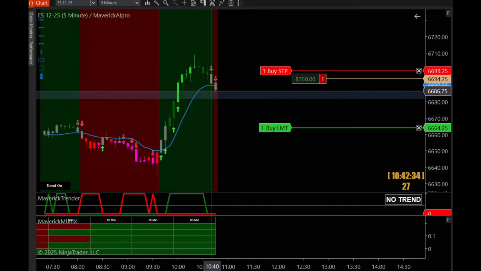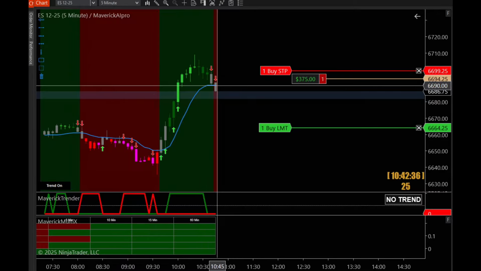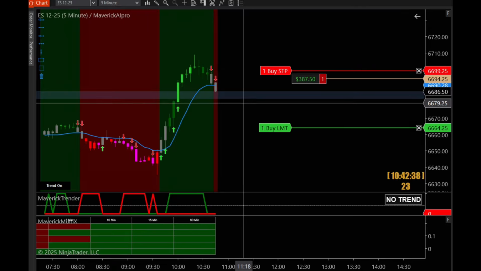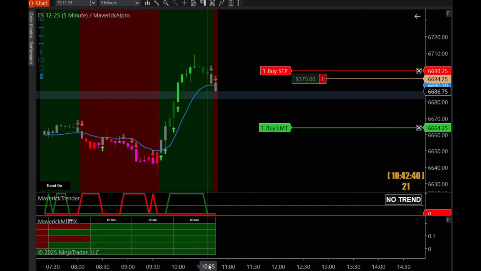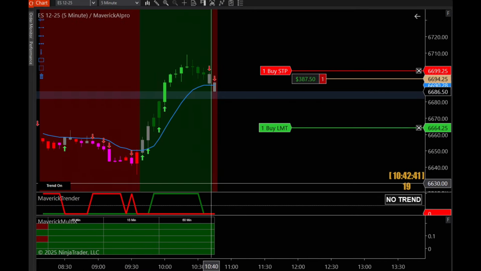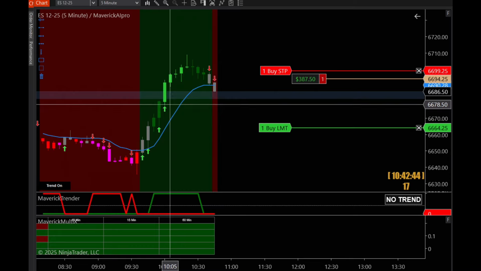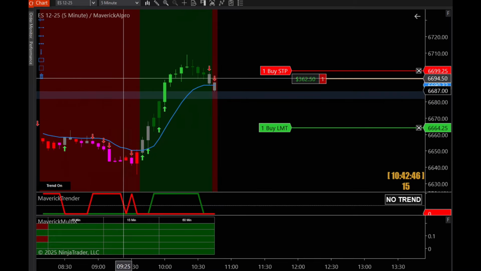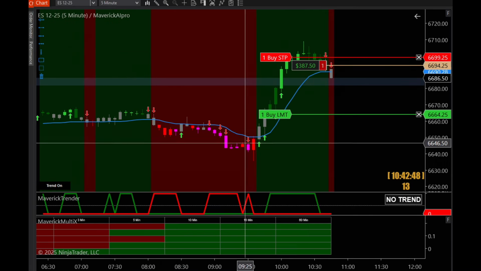candles, okay? So normally I wait till it closes below this blue line. This blue line is the Maverick guide, okay? When we're above the Maverick guide, we go long. When we're below the Maverick guide, we go short.